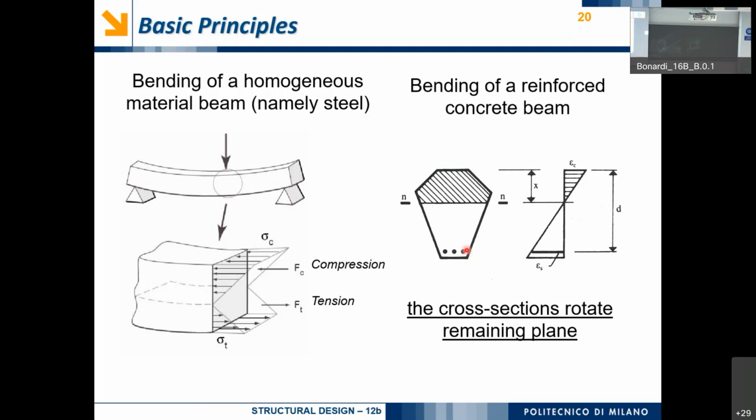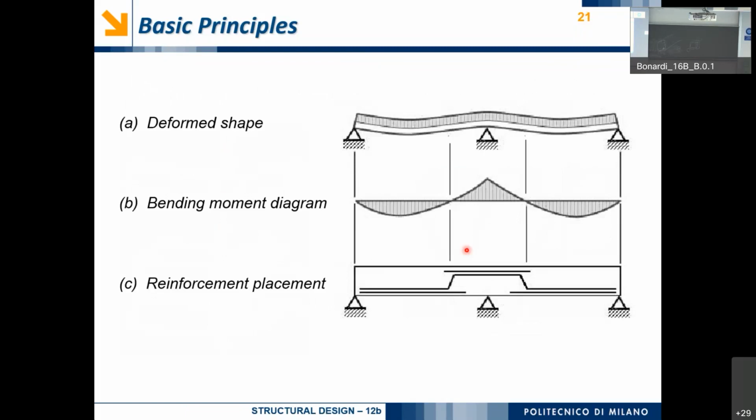It's important to notice that here we have an axis N, that is the neutral axis. This neutral axis marks the distinction between the compressed part and the tensile part. And the depth of the neutral axis is usually called x. Okay. Any question about this?